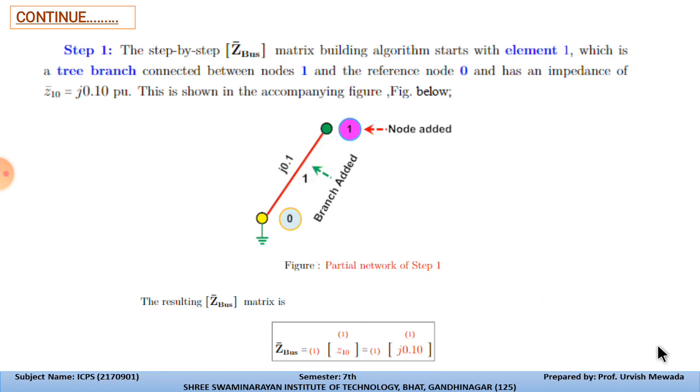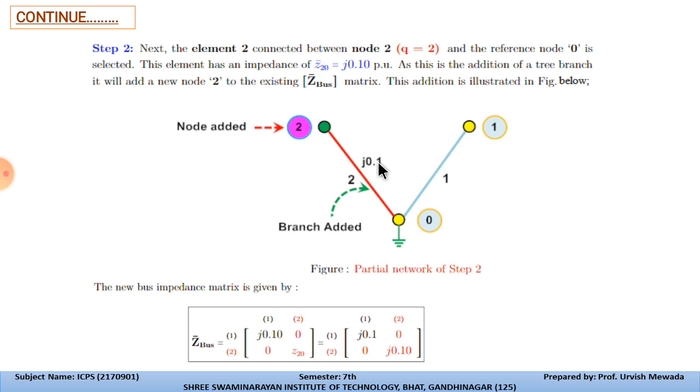Now let us consider step number 2. We have added another branch. The node added is number 2, and the branch added has a reactance of j0.1 pu. Element 2 is connected between node 2, indicated as q equal to 2, and the reference node 0 is selected. The element has an impedance of Z20, because we are going from 2 to 0.